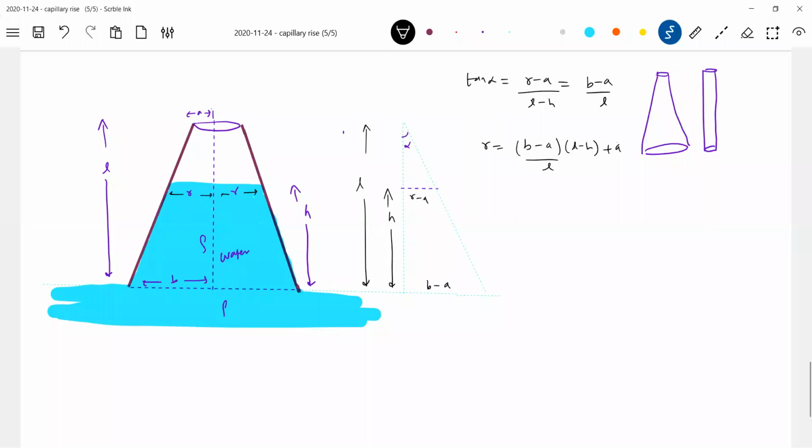Okay, let's get into, what is the basic formula? Surface tension, H is equal to 2ST by rho g R. So let's assume that angle of contact is 0 degrees. What is R? R is this total thing. This you have to substitute. Rho g B minus A, L minus H by L plus A. Again, we have H in the equation that has to be solved.